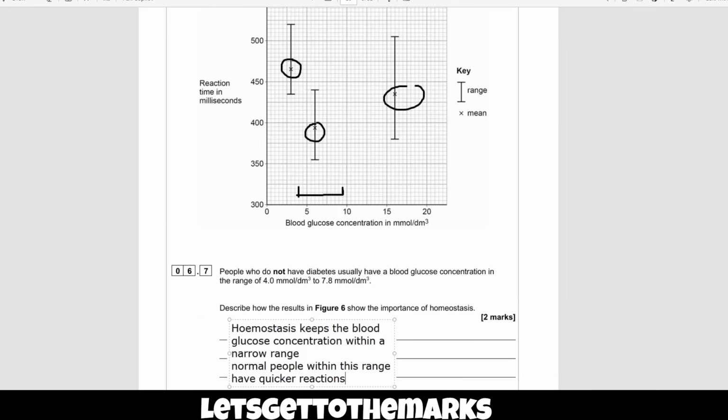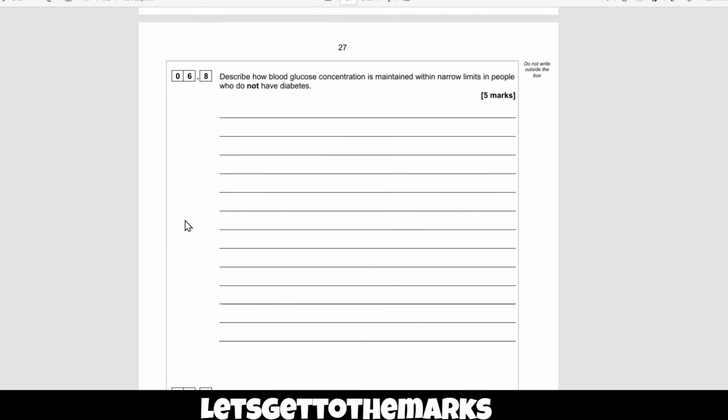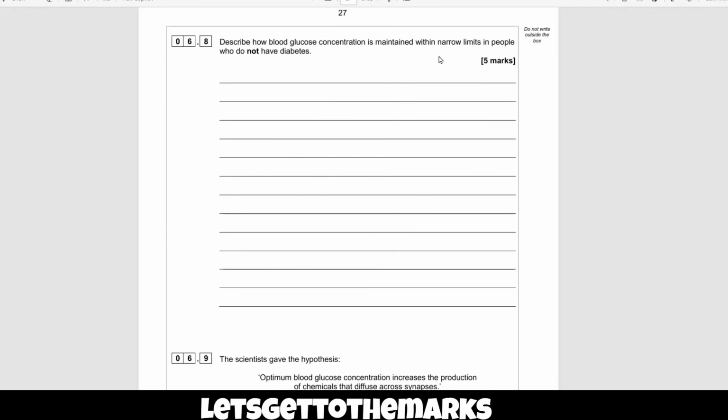Why is it a good thing to have quicker reactions? So more likely to survive. If you think about natural selection, more likely to survive, breed, pass on genes to their offspring, all of that business. They're more likely to survive, less likely to get damaged by something in the environment. Right, let's move on. 6.8, describe how blood glucose concentration is maintained within the narrow limits in people who do not have diabetes. Yeah, we're going to do that in a sec.